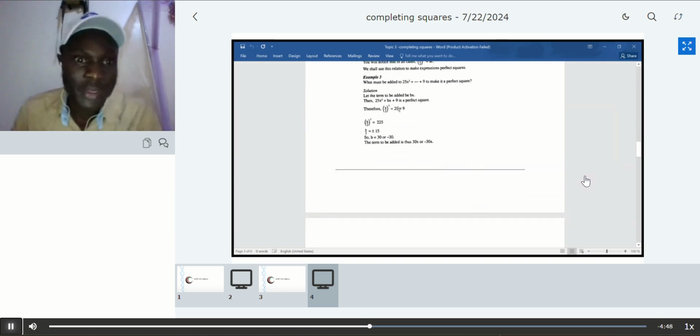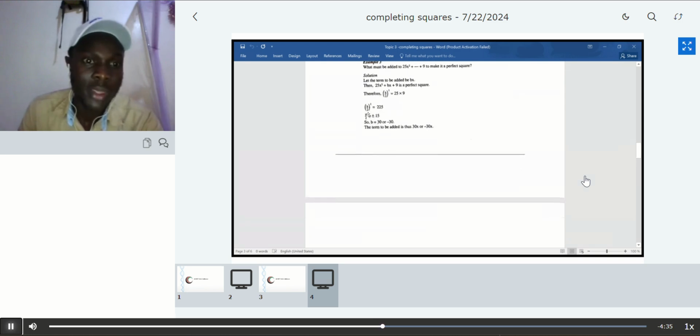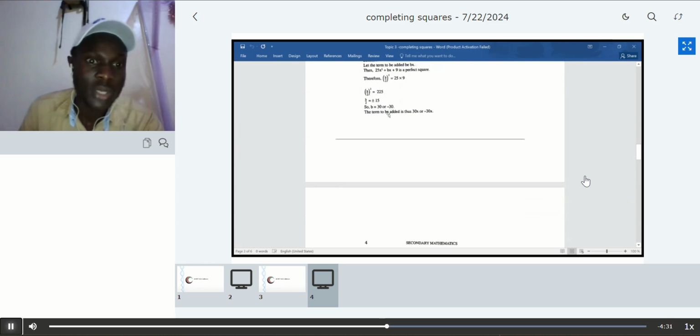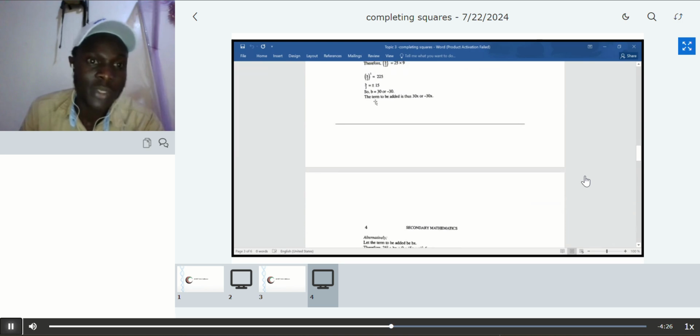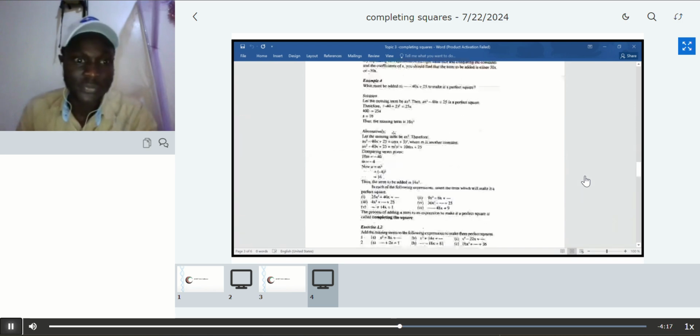In the solution, we let the term to be added be bx, so 25x² + bx + 9 is a perfect square. Therefore, (b/2) squared equals 25 multiplied by 9, so (b/2)² = 225. To get b alone, we take the square root and get plus or minus 15, so b equals 30 or negative 30. The term to be added is 30x or negative 30x.